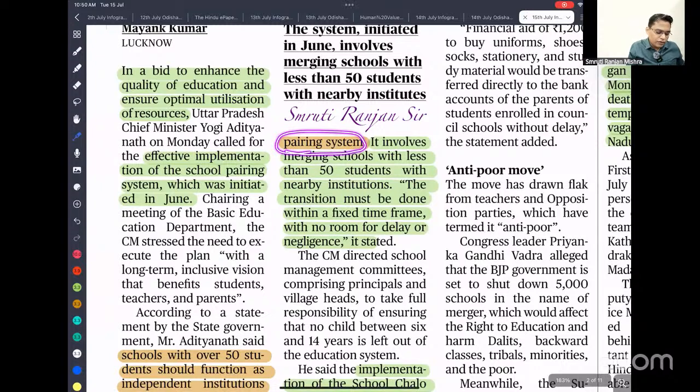Let's say this school has very few students, so we can shift it to a nearby school. This vacant building we can use for Bal Vatika, meaning Anganwadi students or students below primary school can study here. So it involves merging schools with fewer than 50 students with a nearby institution. The transition must be done within a fixed time frame with no room for delay. This is what we need to implement.